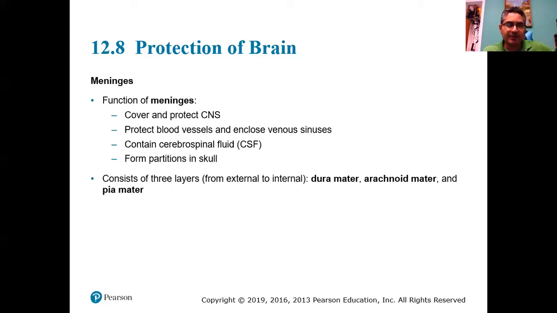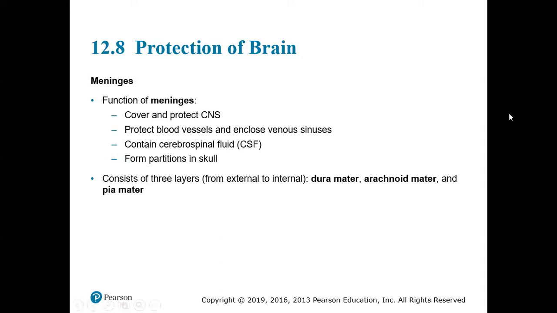And when we think of protection of the brain, we need to be thinking about the meninges. The meninges is going to have three parts, and that's what I'm going to be asking you about. These three parts are the dura mater, arachnoid mater. Dura mater, not matter, M-A-T-T-E-R. I said mater, not that. So dura mater, arachnoid mater, pia mater, right?